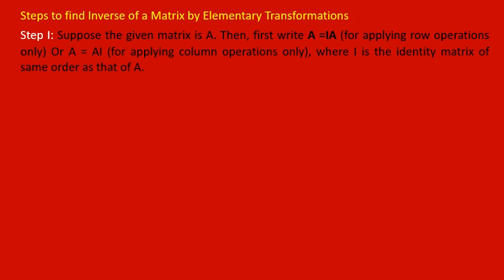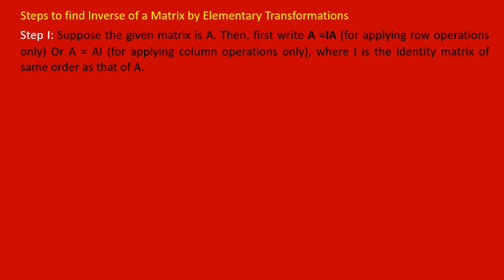Two types of transformations are there, row transformation and column transformation. We will see each one of them by example. Now what are the different steps involved? First step is, suppose we have a given matrix A. Then first we will write A equal to I into A. This is for applying the row operations only.